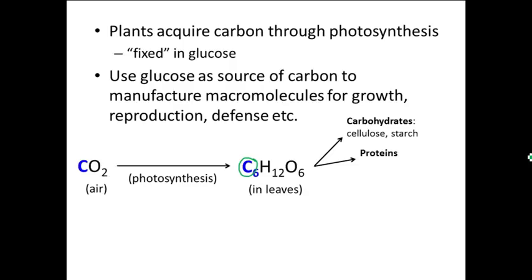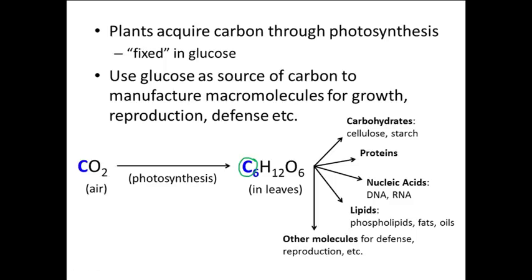Or it can do the same thing to make RNA and DNA, or to make lipids like phospholipids, fats, and oils, and then a myriad of other molecules that plants use for defense and reproduction. So plants are really amazing biochemists. They can start with glucose as their starting material, that they've captured that carbon in during photosynthesis, and then take the carbon from that, break it apart and remake it into something else.